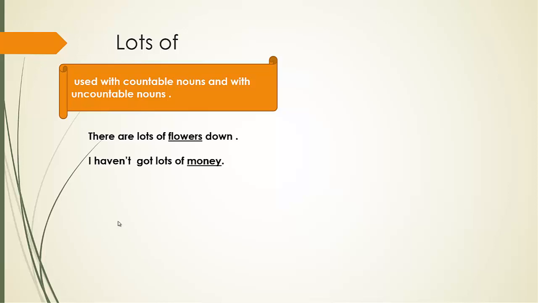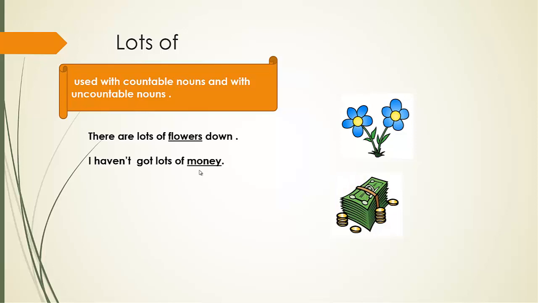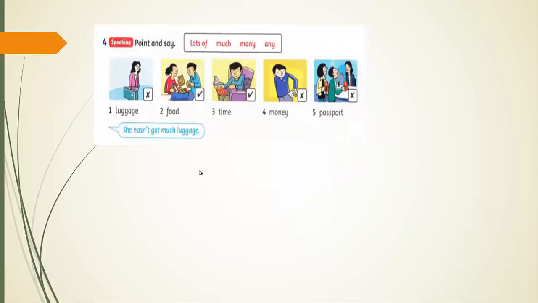Number 2, I haven't got lots of money. So money is also an uncountable noun. So lots of we use with countable and uncountable nouns. Yes, flowers, you can say I have one flower, two flowers. Money, you can say money, it's only singular because it's uncountable. So lots of goes with countable and uncountable nouns.